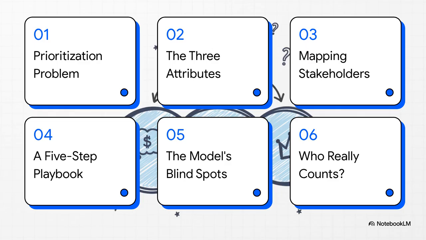All right, so here's our roadmap. First, we'll talk about the core problem this whole model was designed to solve. Then, we're going to get into its three secret ingredients: power, legitimacy, and urgency. After that, we'll see how you can actually map your stakeholders, walk through a simple 5-step playbook, and we'll even look at some of the model's blind spots before we get to that big question: who really counts?